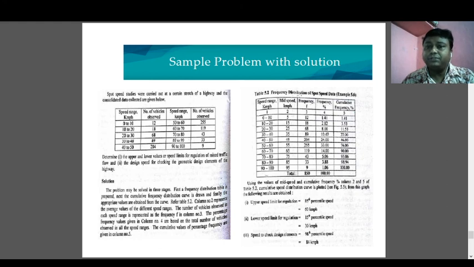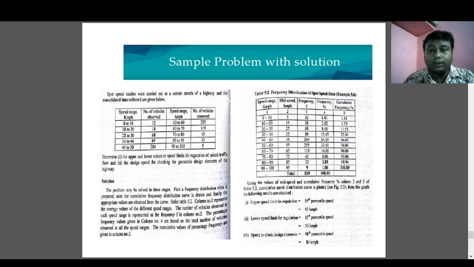In the frequency distribution table, these two columns are already given. The column numbers 1, 2, 3, 4, 5 are given for ease of calculation. For 0 to 10 there are 5 vehicles, and for 10 to 20 there are 12 vehicles as frequency. So columns 1 and 3 are given, and in column 2 you have to calculate the mid speed.